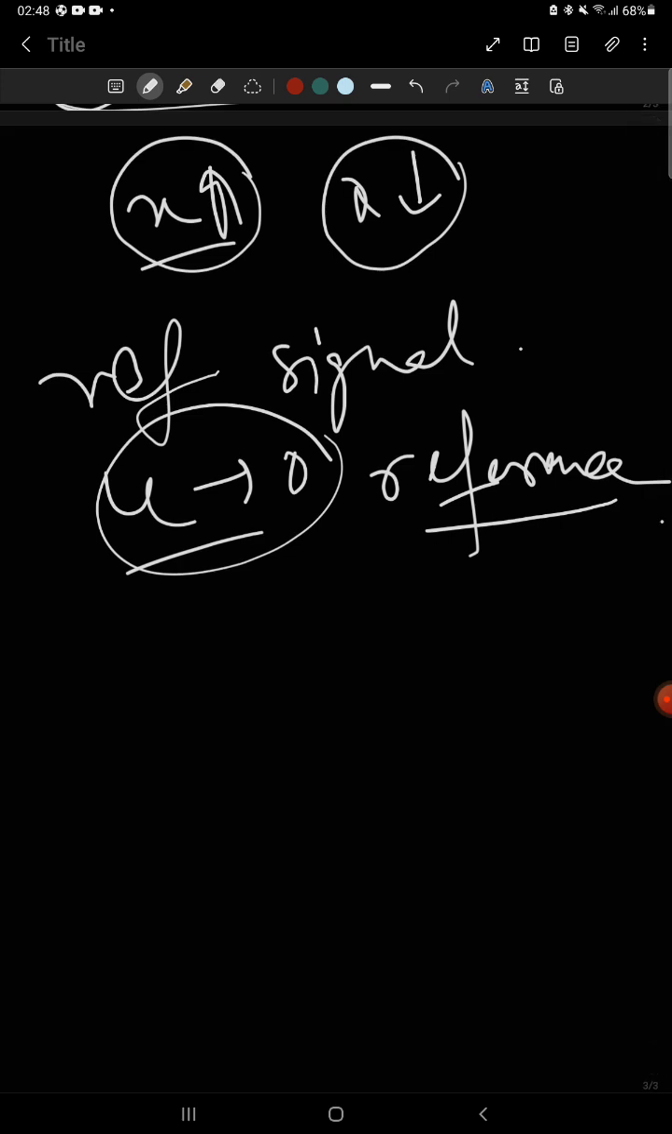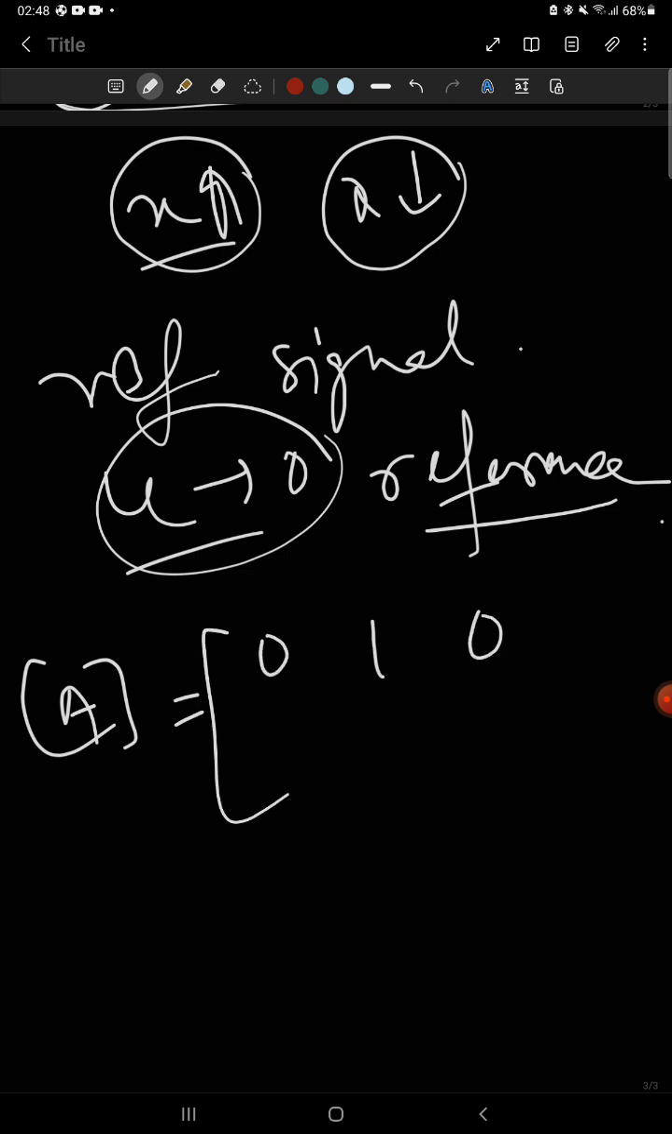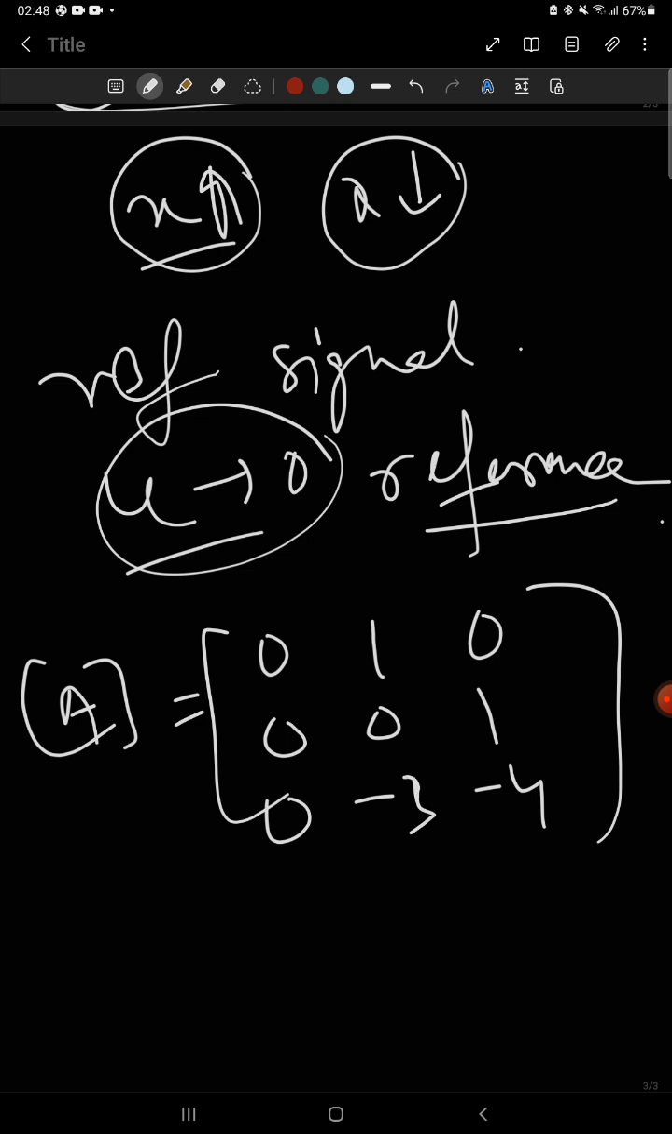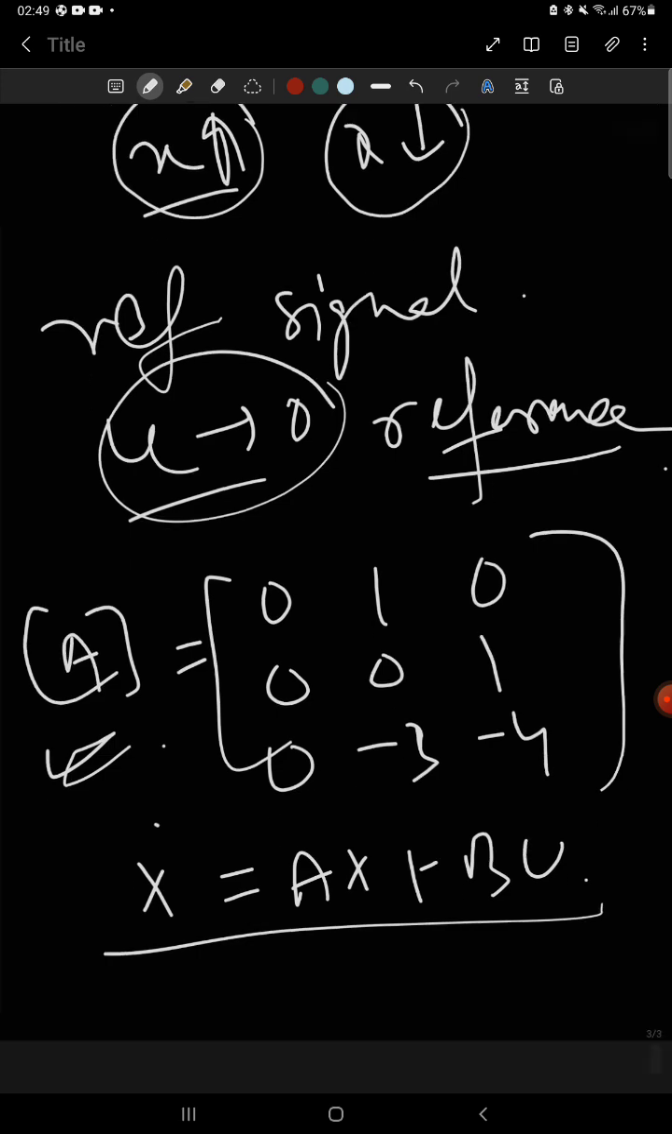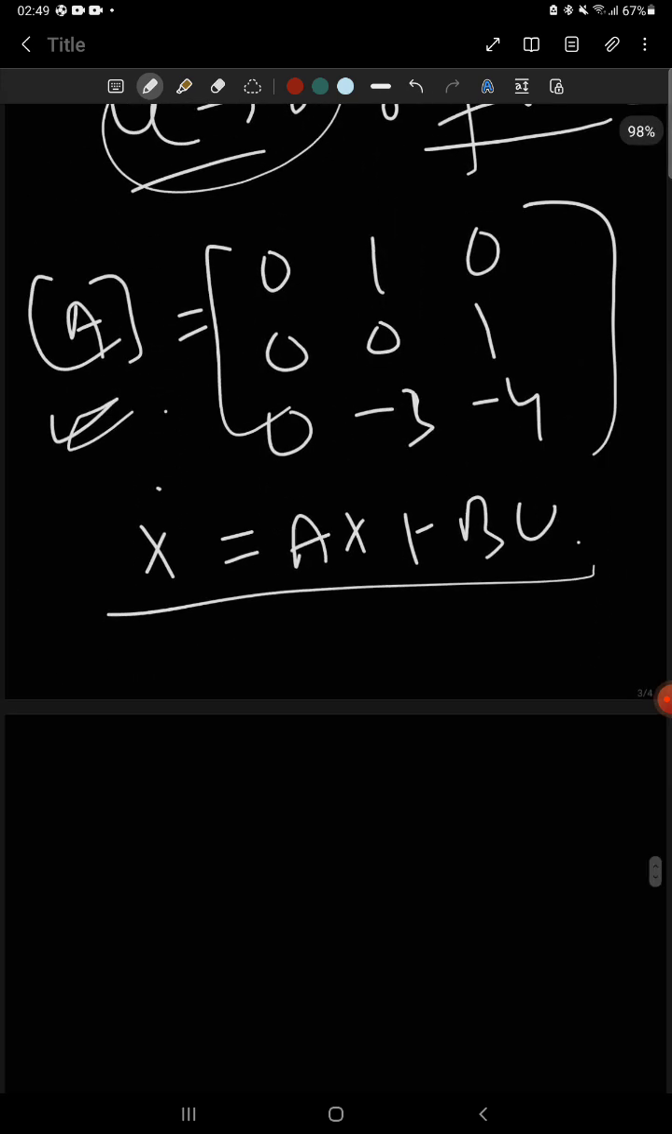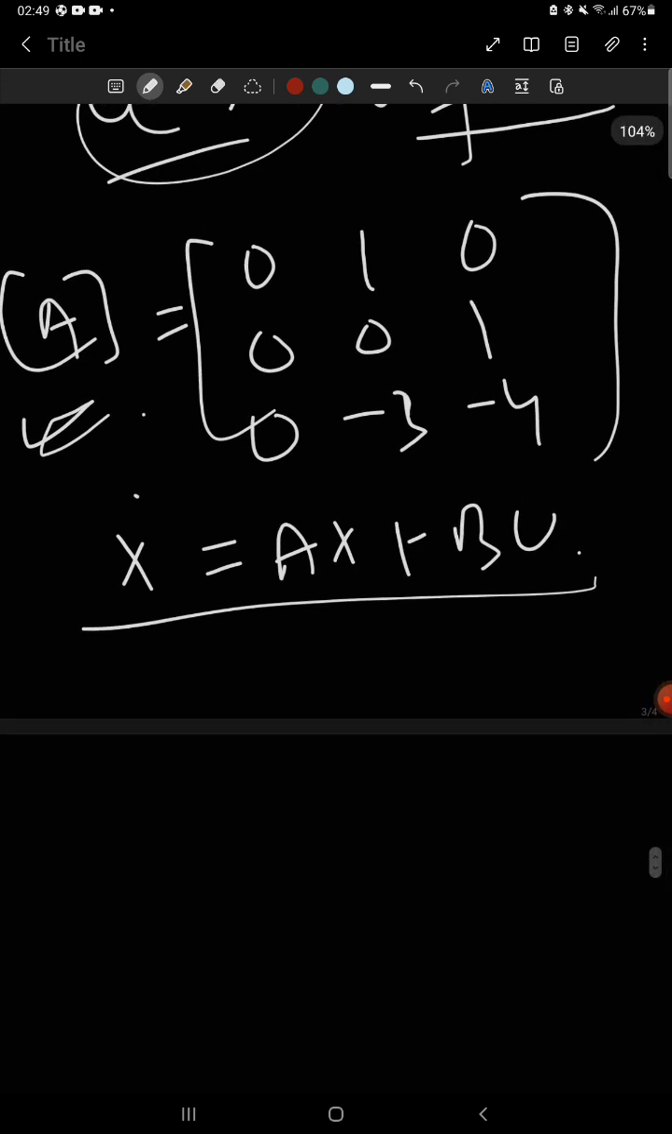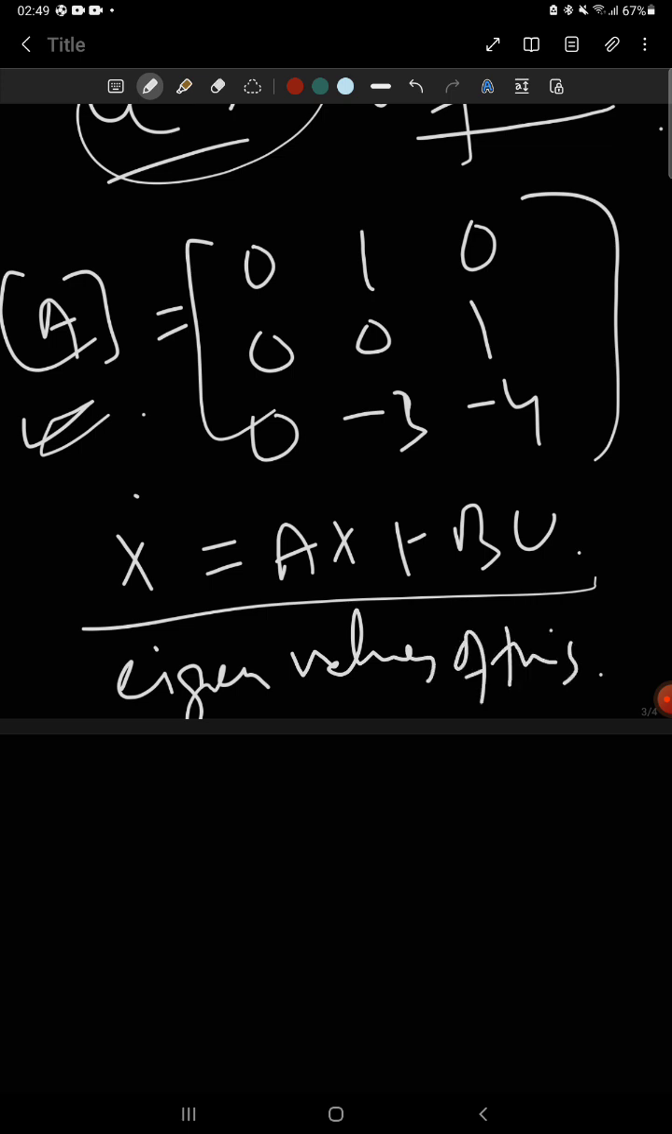Okay, so now I'll just show you a problem, and maybe that will make the understanding better. What I have is my A matrix, which looks like this. It's a 3 cross 3 matrix, 0 1 0, 0 0 1, 0 minus 3 minus 4. Can someone tell me what the poles of this particular system are, if it is defined by x dot equals Ax plus Bu? As we all know, the poles of this will be the eigenvalues of this matrix, right?